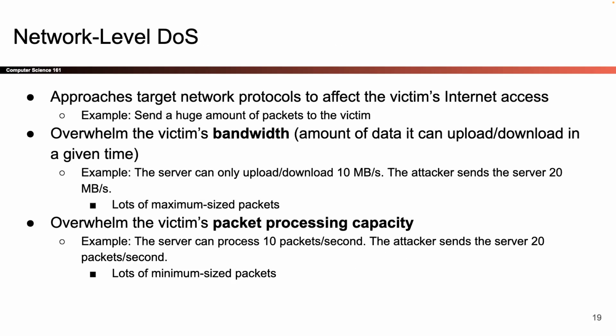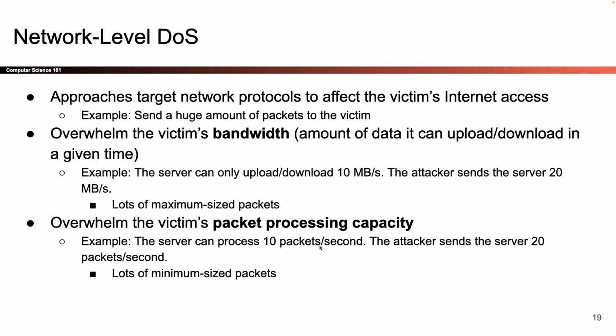So you could think about trying to overwhelm the victim's amount of resources. And when we say resources, we have to be a little bit more specific. So we could say, well, maybe the victim only has a certain amount of bandwidth. So maybe I can only download this amount of data per second, or maybe I can upload this amount of data per second. So if I spam the victim with a ton of upload and download requests, maybe the victim's going to run out of bandwidth and now is no longer able to upload or download requests from other users.